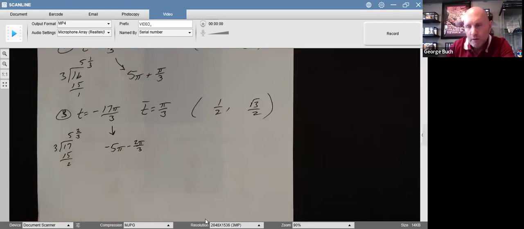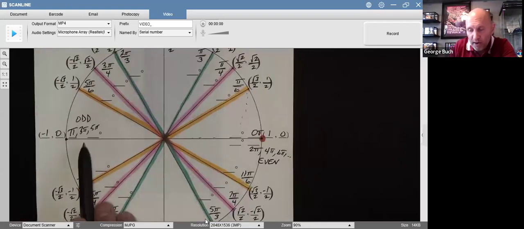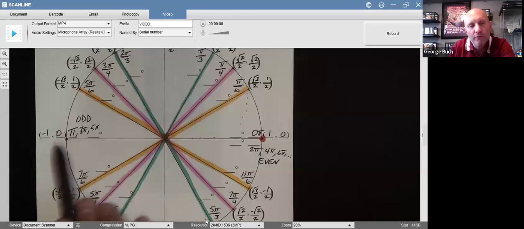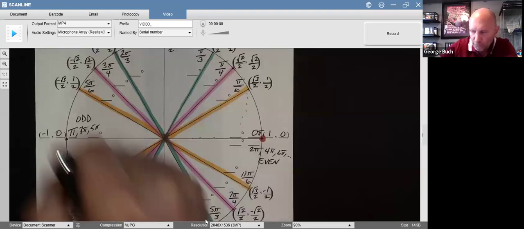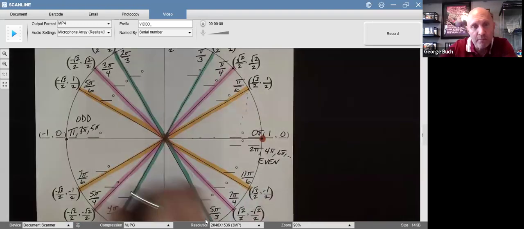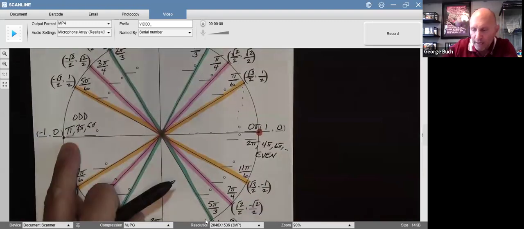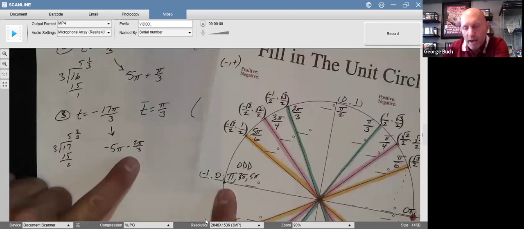So first of all, minus 5 gets me where? Well, whether it's positive or negative, if it's odd, it's always over here on the left. So I'm going clockwise. This is the direction I'm moving. I have to keep moving that direction. But I got over to 5 pi, but now I have to go 2 pi over 3 additional distance.